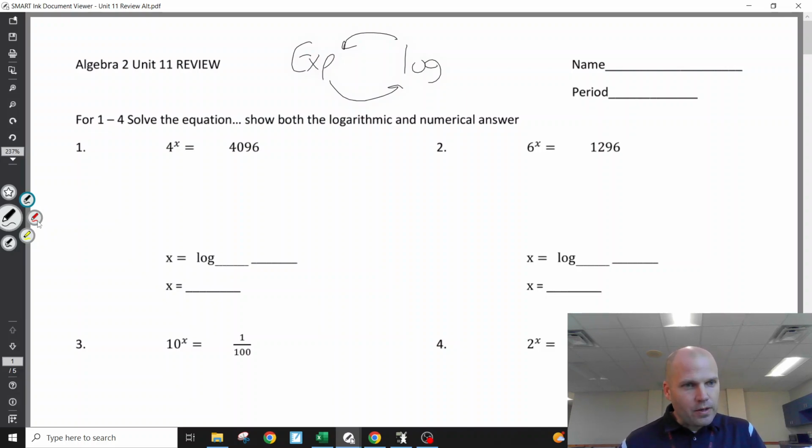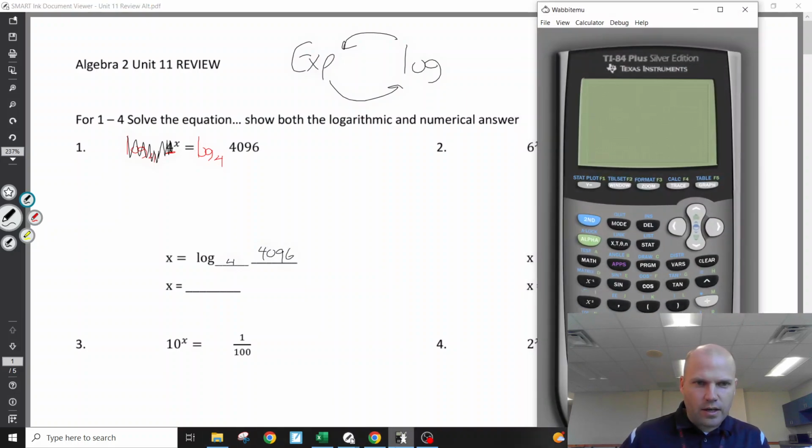If you have an exponent and you'd like to get rid of it, maybe solve for x, we can log both sides. Paying attention to this base, we will log base 4 both sides. Log base 4 of 4 to the x just leaves us with x. Here we have log base 4 of 4,096.